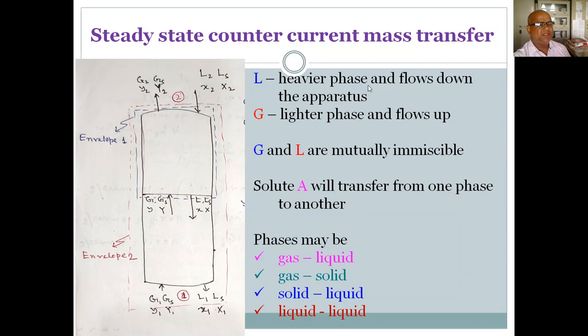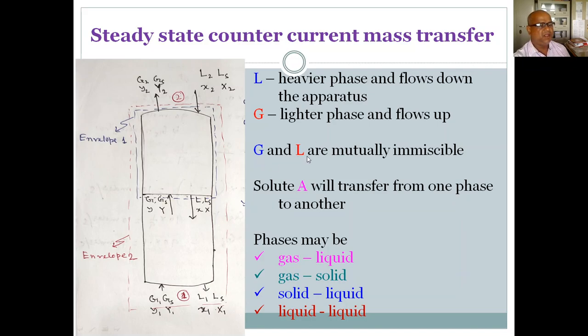Here the L phase is the heavier phase and flows down the apparatus. So the L phase is coming from top to bottom, and the G phase is the lighter phase and flows up. The G phase is going from bottom to top. Let's take the example of absorption of ammonia in water. Ammonia in the gas mixture is the lighter phase, so it will flow from bottom to top, and water will flow from top to bottom.